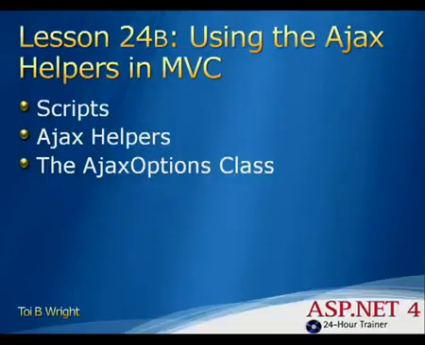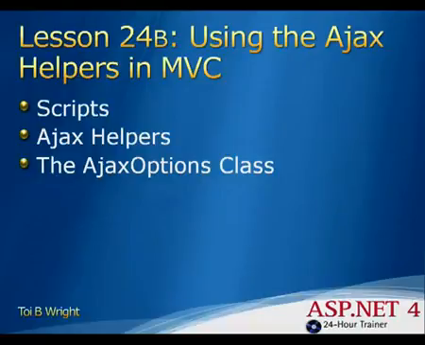The begin form helper is used to designate the beginning of a form that will be submitted asynchronously using JavaScript. Begin route form. This helper is also used to designate the beginning of a form that will be submitted asynchronously using JavaScript. The difference between begin form and begin route form is that begin route form includes the route as one of its parameters. Globalization script. This helper is used to define the culture information. And then finally, the route link helper creates a link using the specified route. The route is made asynchronously using JavaScript when the link is clicked.